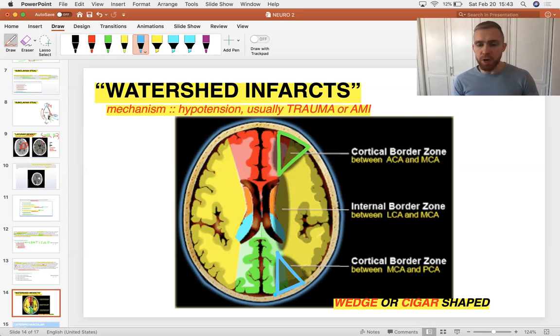Now, there's an internal border zone as well, and it's cigar-shaped. And that would be right here, smack in the middle of the brain. You see it on that axial section. It's right there next to the lateral ventricles in the area of the basal ganglia. So this is where the MCA and the lenticulostriate communicating arteries kind of, again, it's neither one or the other supplying this area. It's a little bit of both. And then if you lose blood supply, then it's just going to dry up like a desert right there on the internal cigar-shaped border zone.